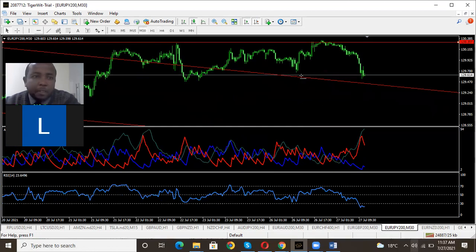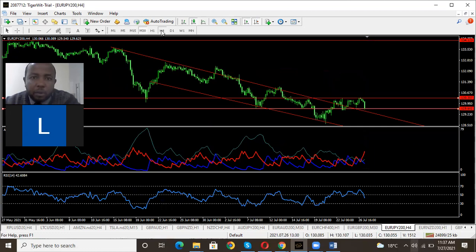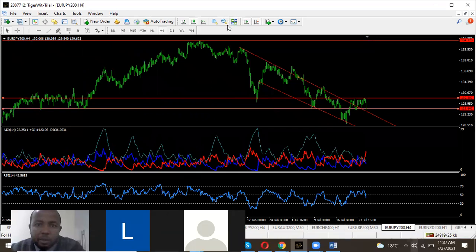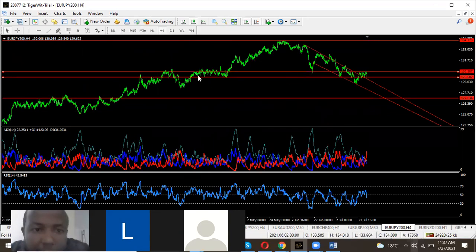Then we have a strong support around this area where the price is. So what I'm going to do, I'm going to show you that support from down here. Let me zoom out. Yeah, at least you can see it, guys. There is this support here.